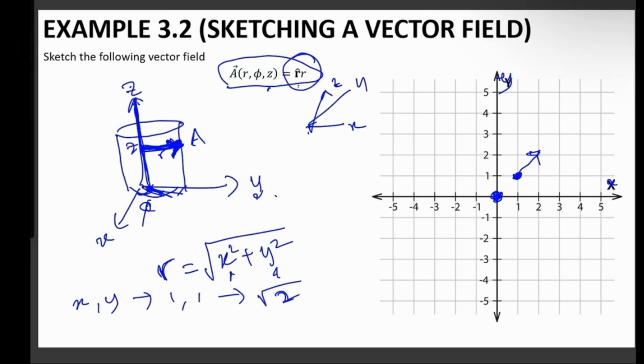Next, let's put the point x, y equal to 2 and 2. Just substitute 2 here and 2 here. R will be equal to the square root of 4 plus 4, which is the square root of 8. So 2 and 2 is here, and this is R.